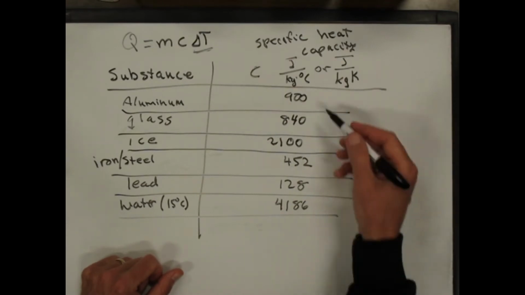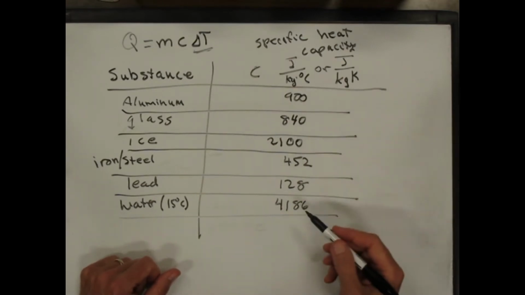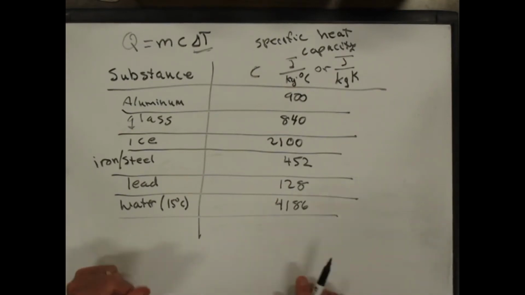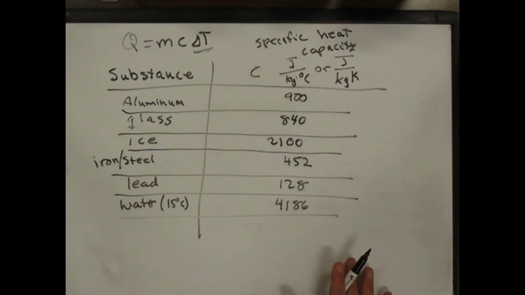So these are typical numbers that we would use in a problem. And if we have other numbers, we'll just give them to you in the problem. You can look them up in your textbook.